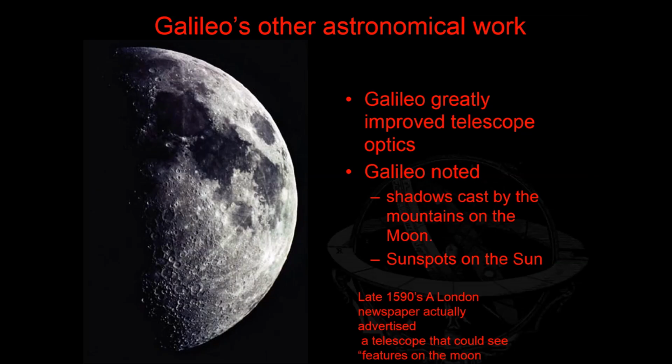Again, Galileo didn't actually invent the telescope. Even as early as the late 1590s, London newspapers were actually advertising a telescope that could see features on the moon. So people were indeed turning telescopes all over the world towards the sky and gazing at these objects. Galileo's achievement was he was the first man to make scientific determinations and publish them from his telescopic work.